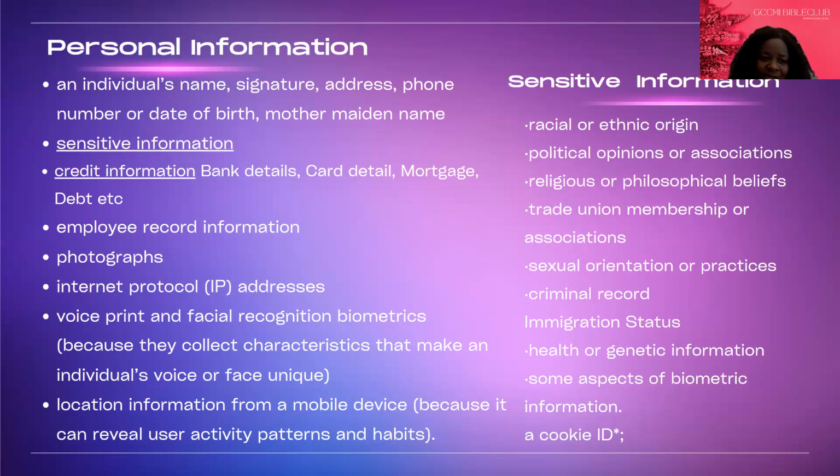So I'm just telling us, these things are really important. These are personal information of people. Your IP address: if you give your IP address to people, that is even the worst thing ever. It should be private to you. Voice print, facial recognition, biometrics, all these are private. Location information from mobile, so we need to be careful.